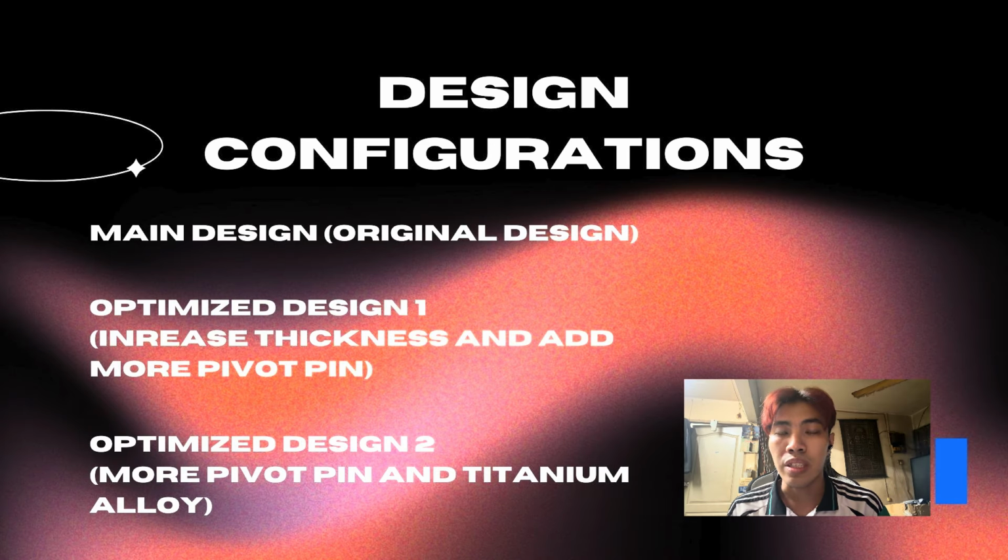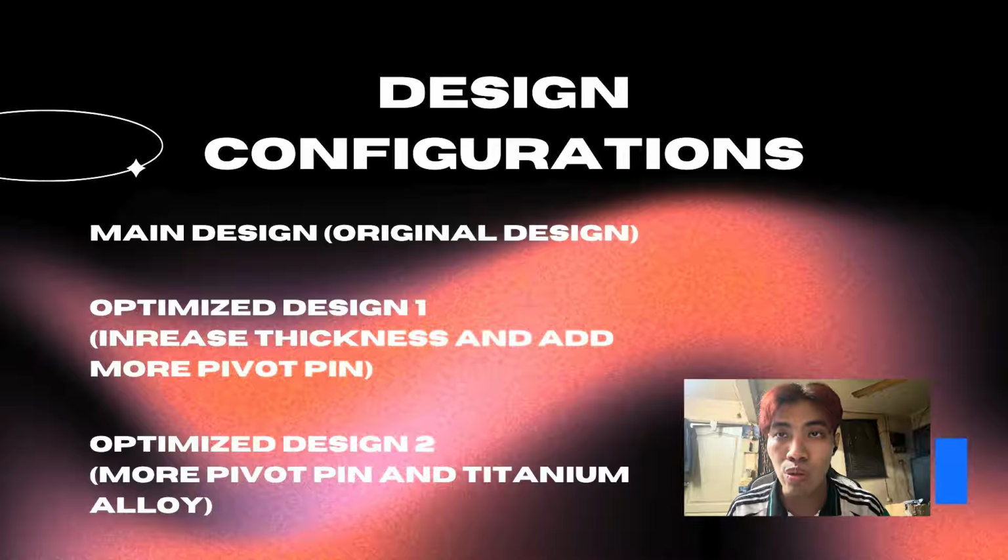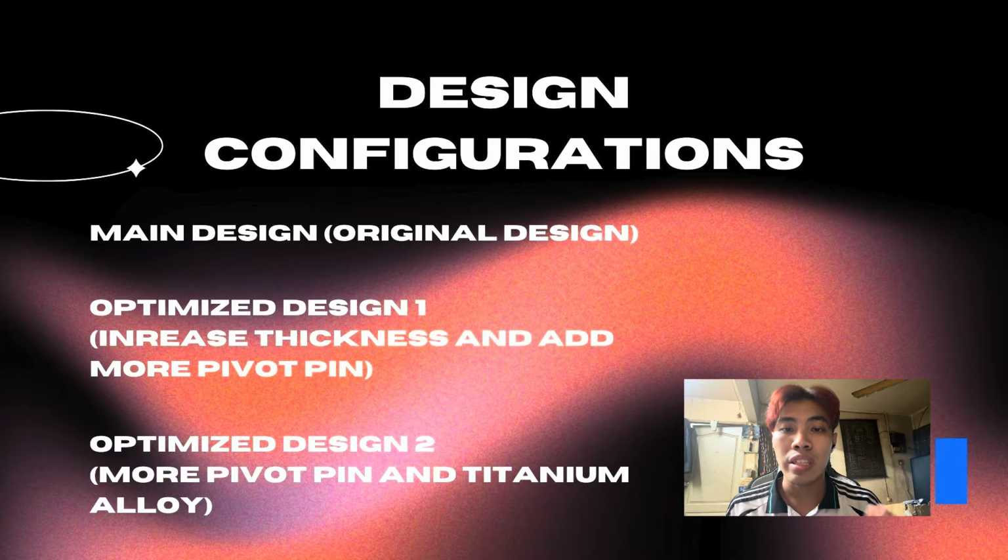Design configuration. Firstly, the main design, which is the original design that we follow from the picture or the dimensions of the original product. Secondly, the optimized design 1, where we increase the thickness and add more pivot pins. And for the optimized design 2, we keep the original thickness, but we add more pivot pins, and we use titanium alloy for the structure material.